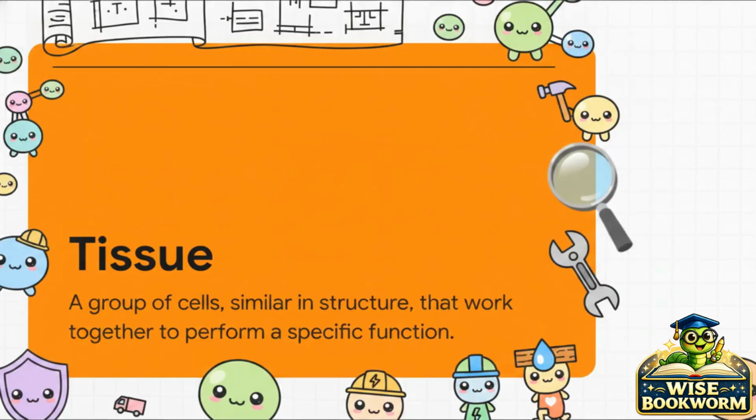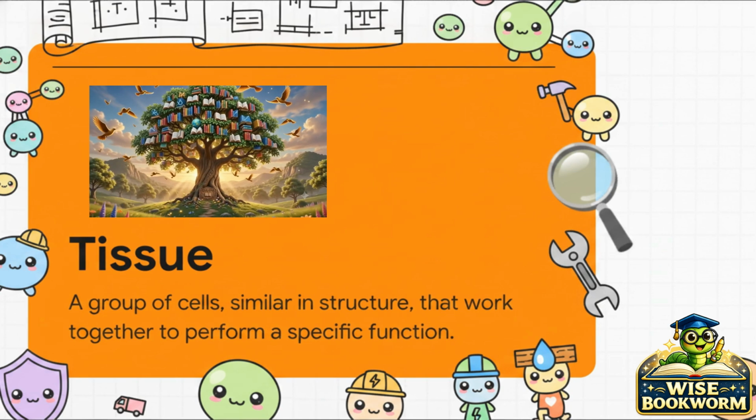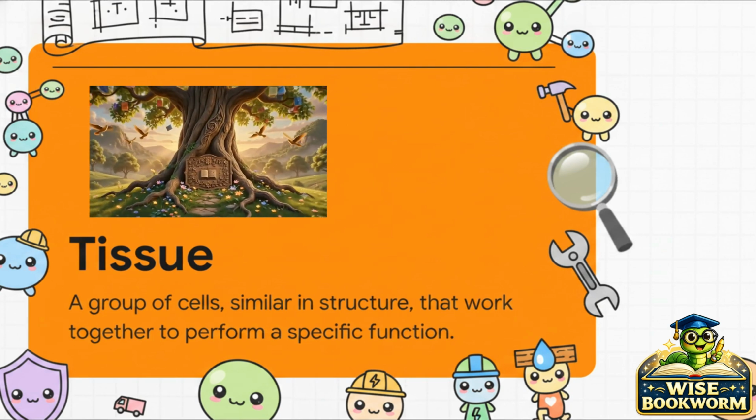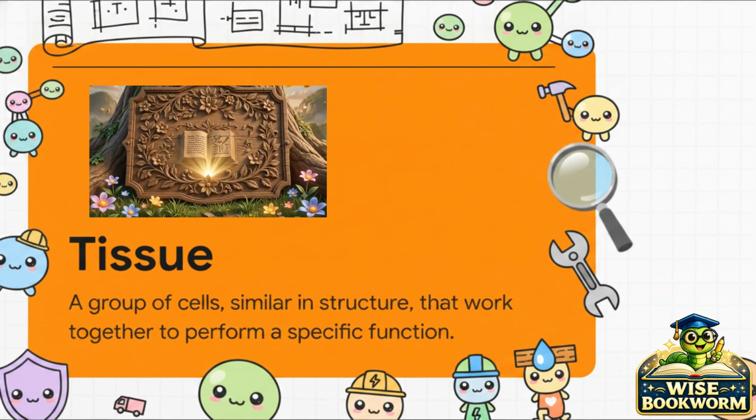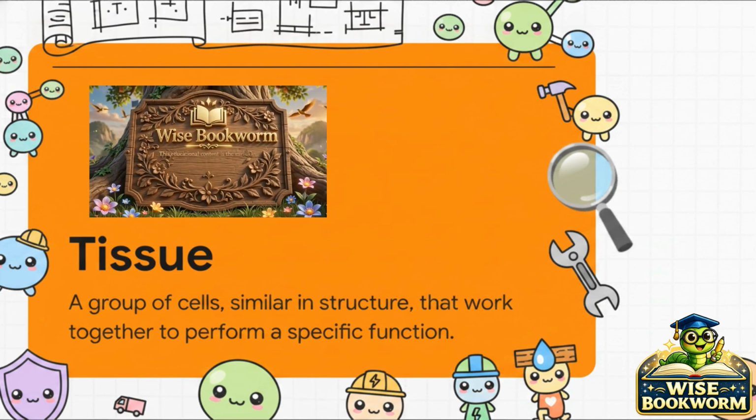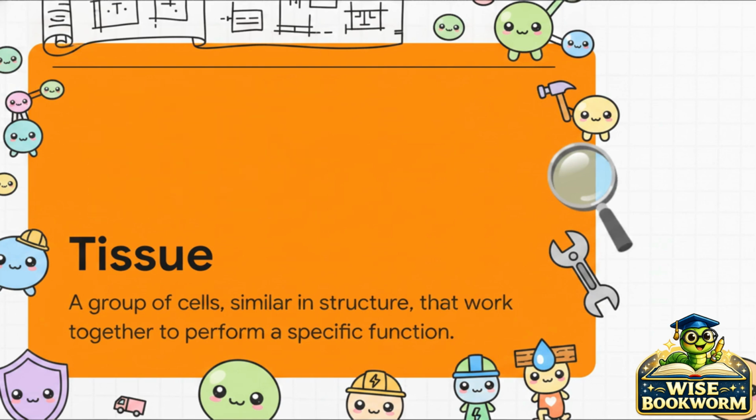But before we can read the blueprints, we gotta know our building materials, right? And that's where the tissue comes in. A tissue is basically just a crew of cells with a similar structure that gang up to perform a specific job. Think of it like a construction site. You've got your electricians, your plumbers, your framers. Well, a body has different tissues handling protection, movement, and transport.